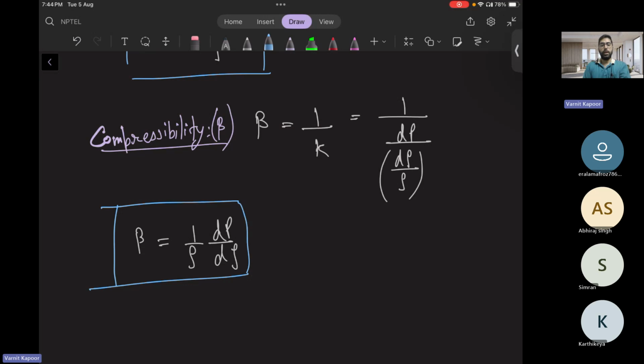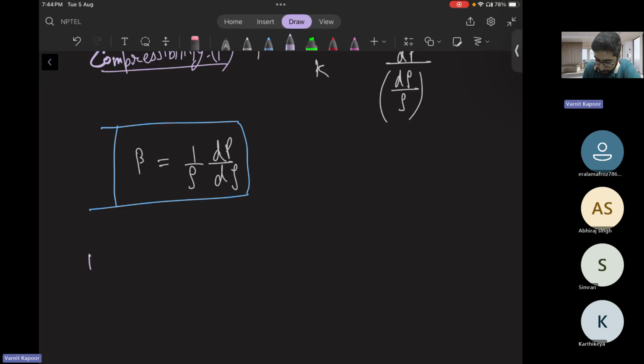Now, for an incompressible fluid, what will be the compressibility? If your fluid is not compressible, what will be the compressibility? 0. Great. And a point to be noted here is that I'm always talking about fluid so far. Bulk modulus is defined for fluid. Compressibility is defined for fluid. Incompressible fluid. I'm not saying anything about flow.